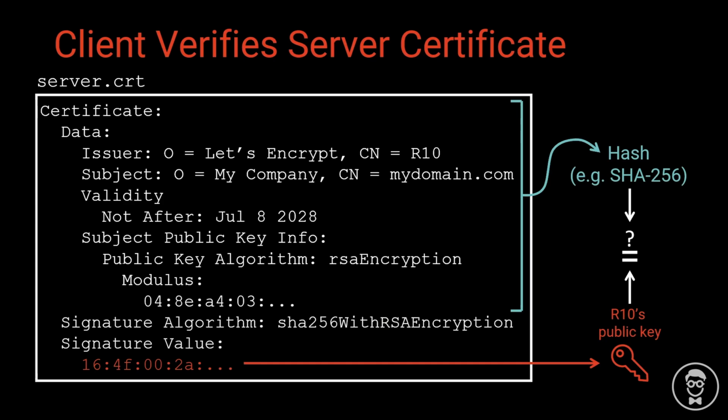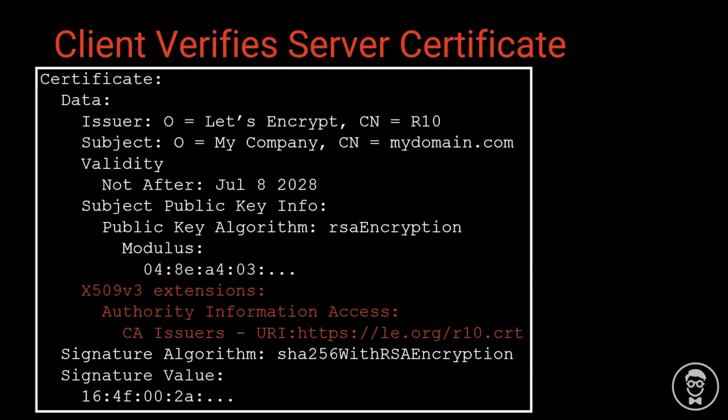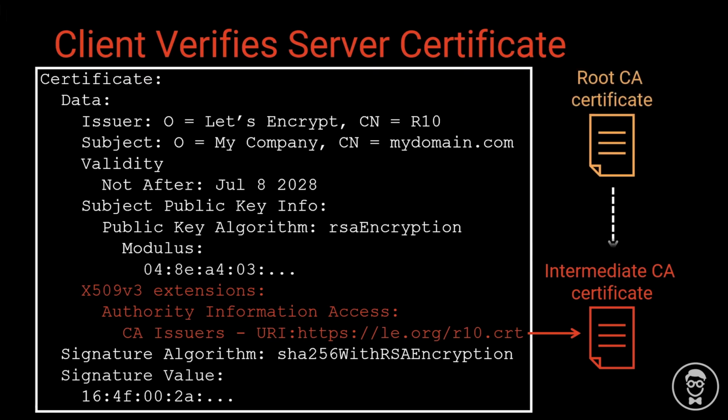If the issuer was an intermediary, the client can find the key in the intermediary's digital certificate, which is usually sent by the server during the handshake. But the client can also download it from the internet if needed. The client then performs the same procedure to verify the authenticity of the intermediary's certificate. In most cases, this will list the root CA as the issuer.